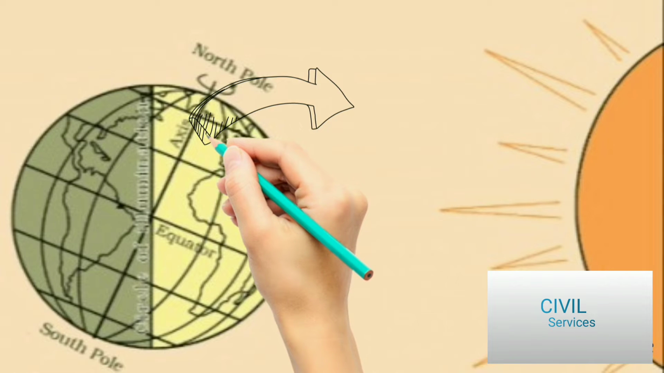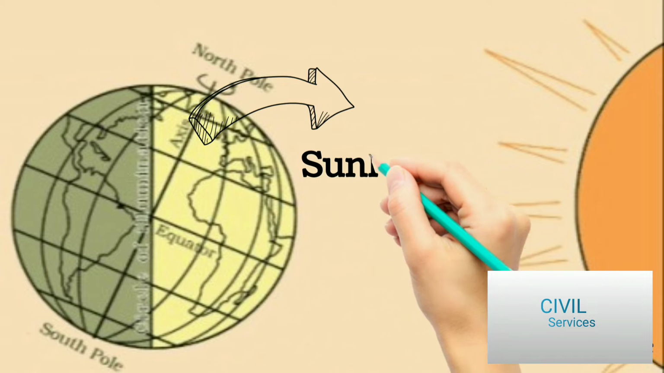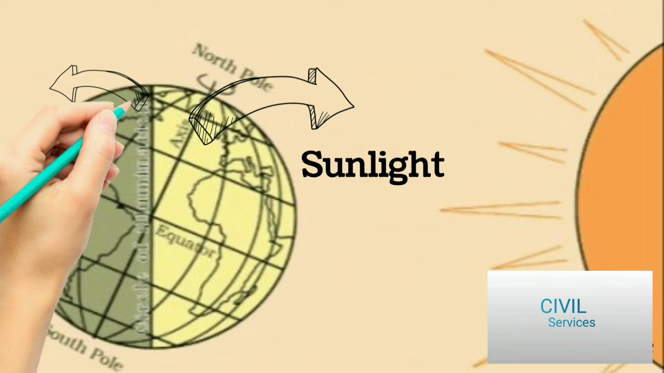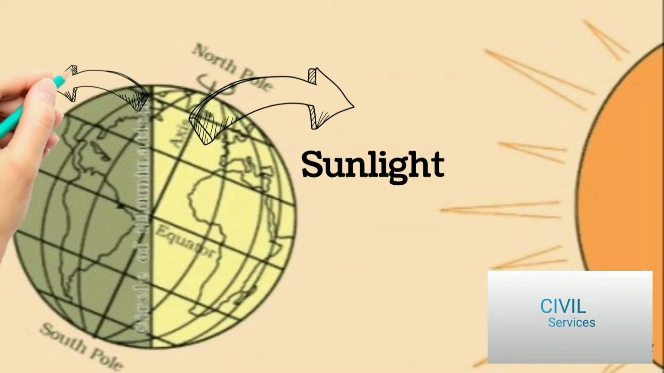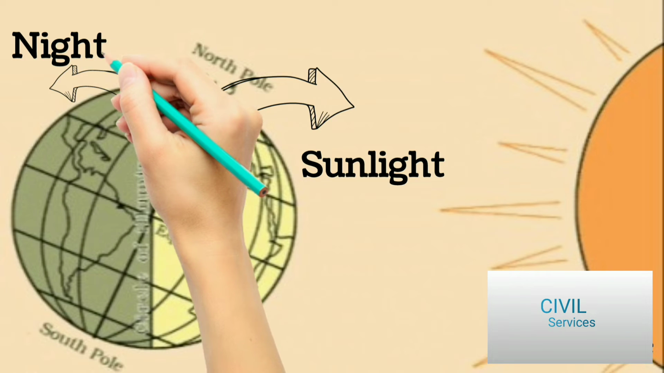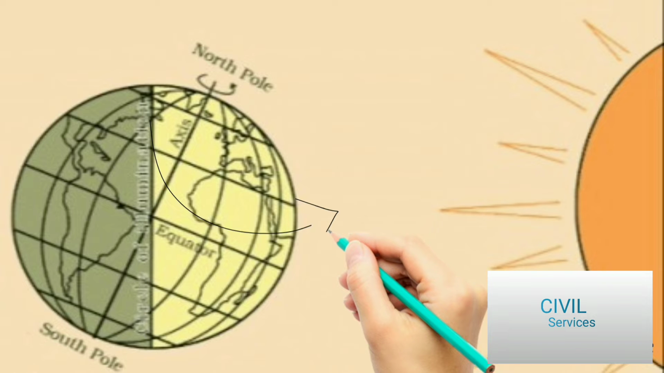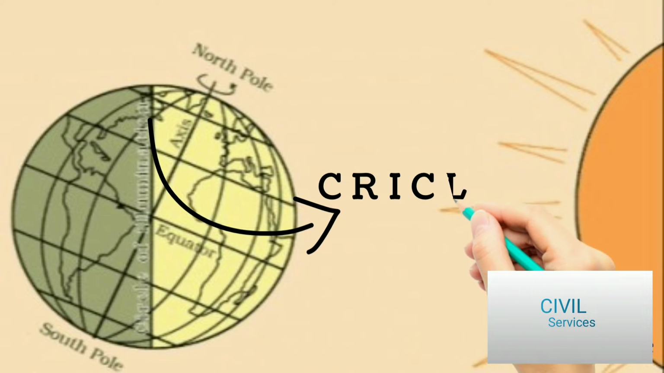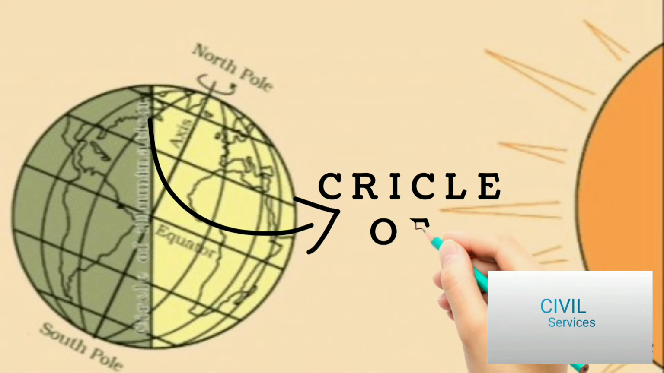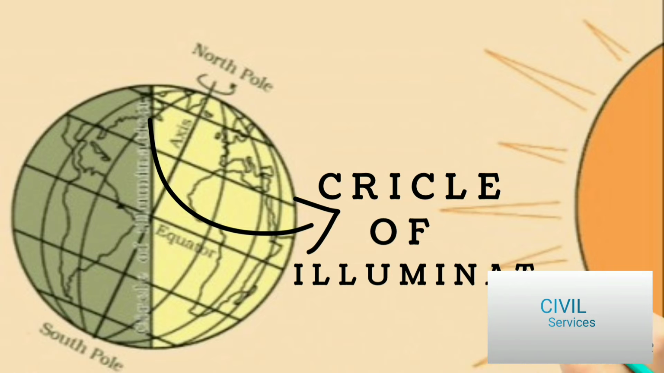So here in the picture, we can see that this portion is experiencing day and this portion is experiencing night. And there is a circle which is dividing day from night on the globe. This circle which is dividing day and night is called a circle of illumination, and this circle of illumination doesn't coincide with the axis.